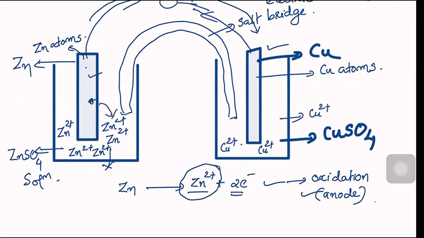So what happens? The number of zinc atoms in the rod decreases. What does it mean? The thickness of the zinc rod will reduce during the reaction. So during the usage of this galvanic cell, the zinc rod will reduce its size. Reason? Because it releases electrons, becomes zinc ions and goes into the solution. So if it goes into the solution, then obviously the zinc atoms are being lost from the rod. So the zinc rod will reduce its size.